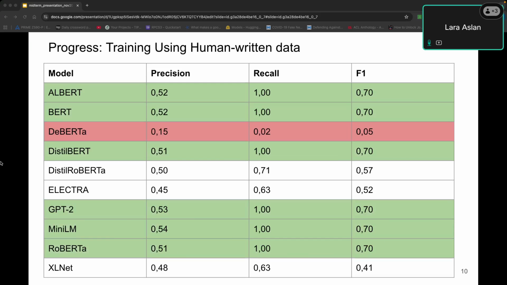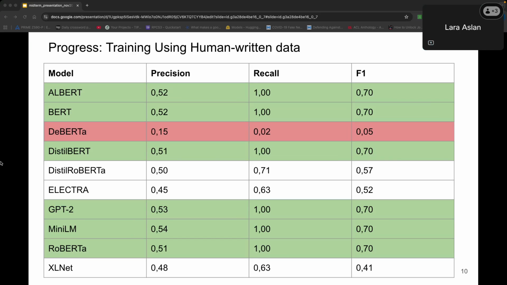Okay, and this slide shows the models' performance when trained using only human-written data. Many models, Albert, BERT, DistilBERT, and so on, achieved an F1 score of 0.70. Almost all of the models showed a perfect recall of 1. This means they correctly identified all of the false articles in testing. However, their precision is consistently low, around 0.51 to 0.54. This indicates that they are overpredicting the false class, meaning that while they correctly catch all the false news, they also incorrectly label many true news articles as false.